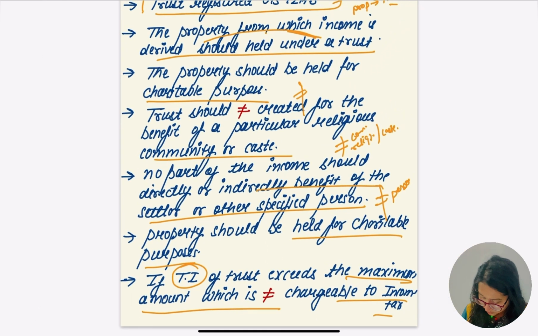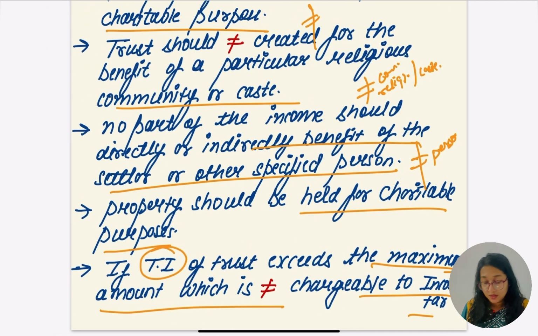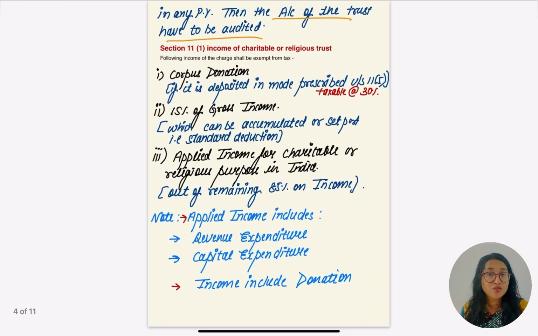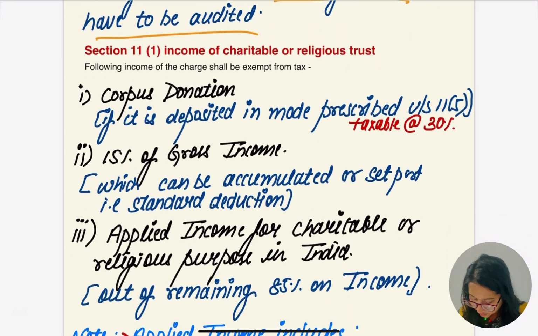Hope this point was also clear. Once the total income exceeds the maximum amount which is not chargeable to income tax, the trust should get audited. Hope this point was clear. So let's go for some of these sections, and I'm also going to explain some of the important explanations covered in this chapter. So let's go for it.